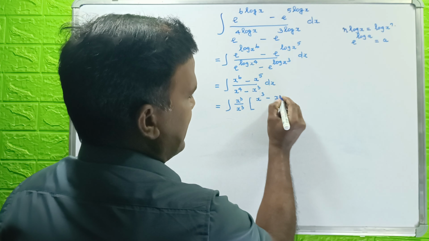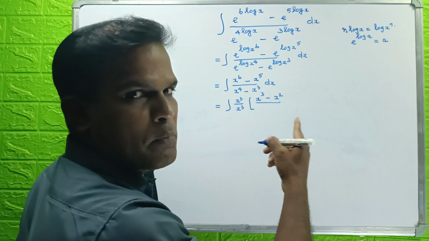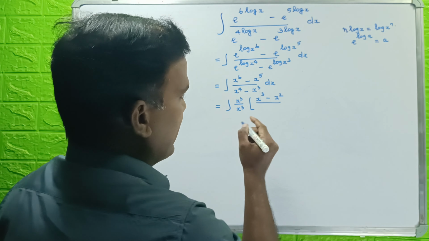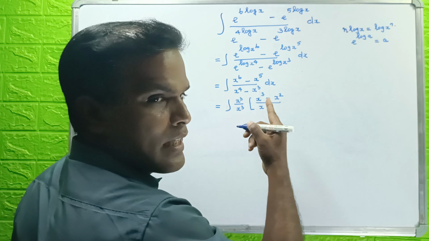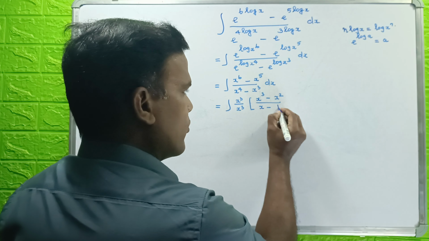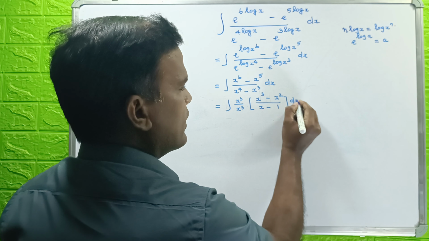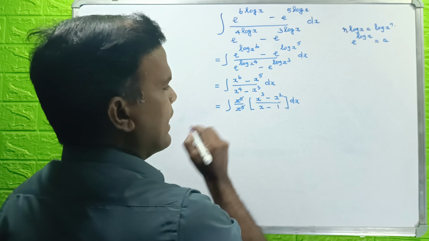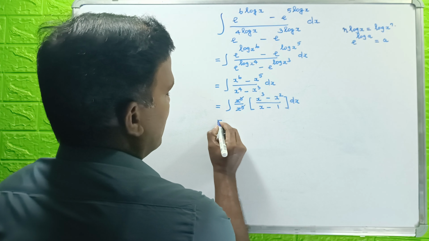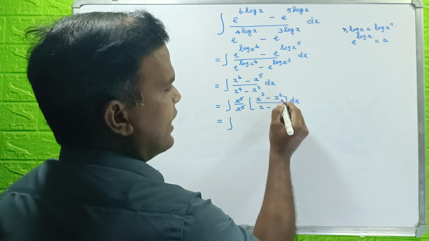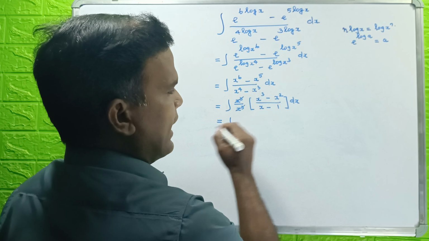This is called x square divided by x power 4. You take the x power 3. So, this is x minus x power 3 by x power 3. The value is 1 into dx. Now, cancel this x power 3 and x power 3. Now, integral of x power 3 minus x square divided by x minus 1.